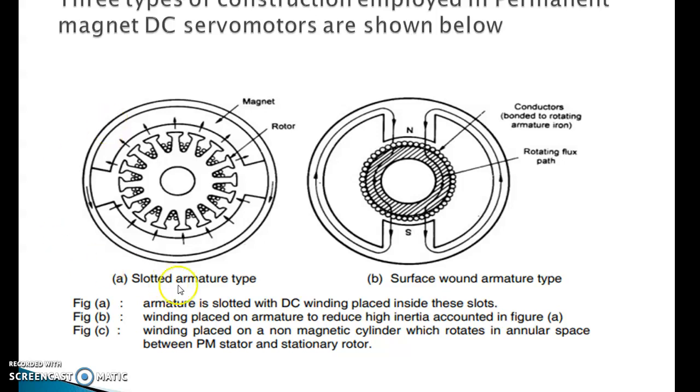First one is figure A, armature with slotted DC winding placed inside these slots. These are the magnets, this is the rotor, and these are the different slots. So, slotted armature type. Figure B shows winding placed on the armature to reduce the high inertia seen in figure A. This is the conductor bonded to the rotating armature iron and rotating flux path. Figure C, winding placed on a non-magnetic cylinder which rotates in the annular space between the permanent magnet stator and stationary rotor.